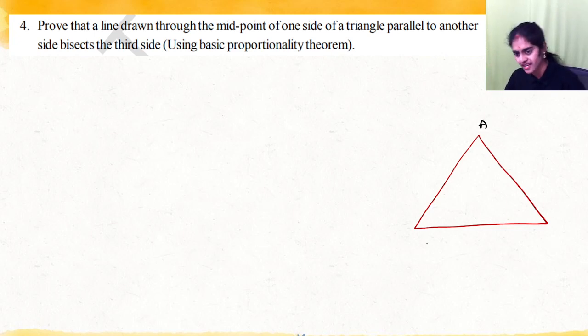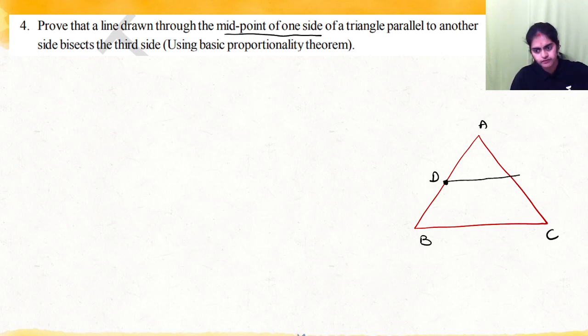See, suppose ABC is a triangle. You have to prove that the line drawn through the midpoint of one side... Suppose I am taking AB as a side and this D is the midpoint of AB. I am drawing a line like this through the midpoint of one side, that is, the midpoint of AB is D. So from this midpoint I am drawing a line, and it is parallel to another side. So this line I am taking parallel to this side. It cannot be parallel to AC, since it is intersecting AC. So the other side of the triangle is BC.